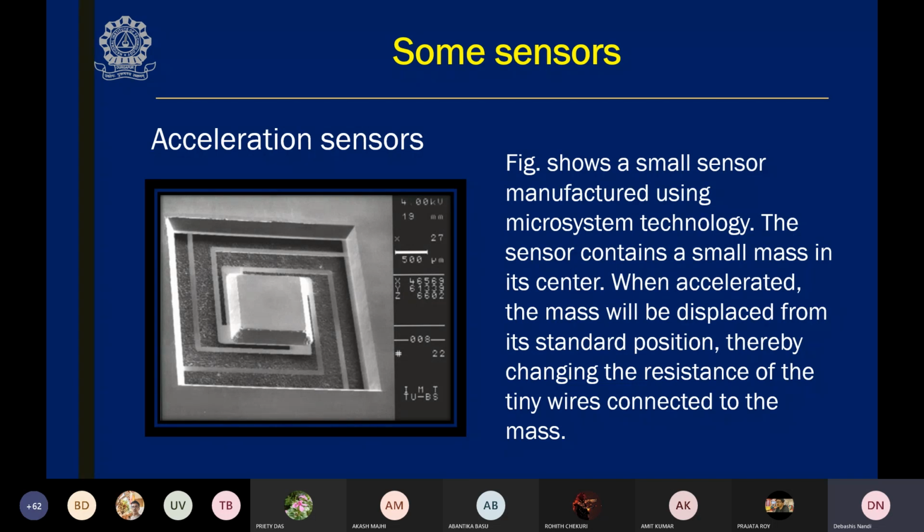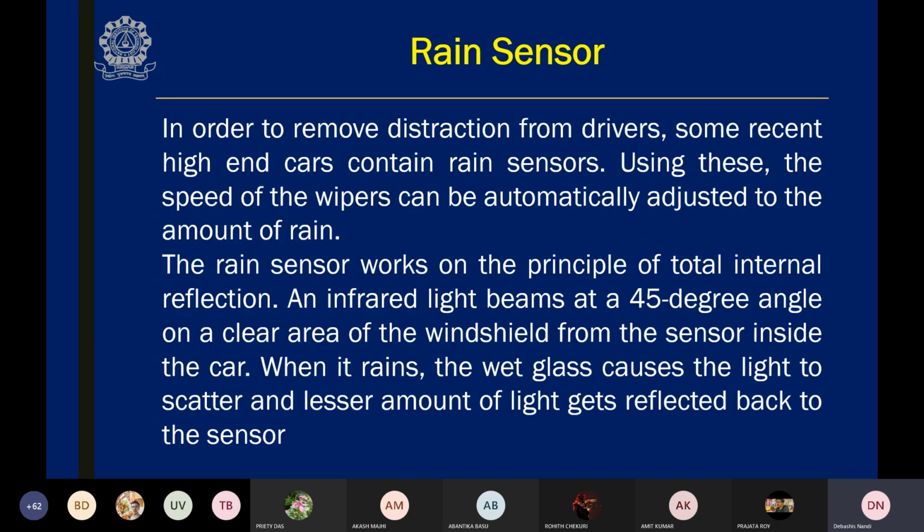When the system is in uniform velocity, this mass will not change its position. So in that case, the resistance value will be constant, and it will not show any change of voltage at the output. That means the acceleration, this particular physical quantity, is converted to a voltage, and this voltage will be collected for processing. So this is one acceleration sensor.